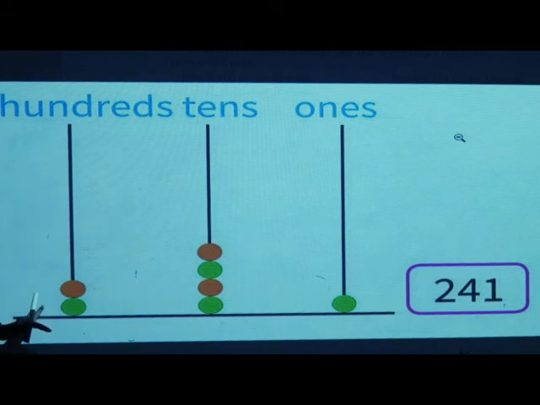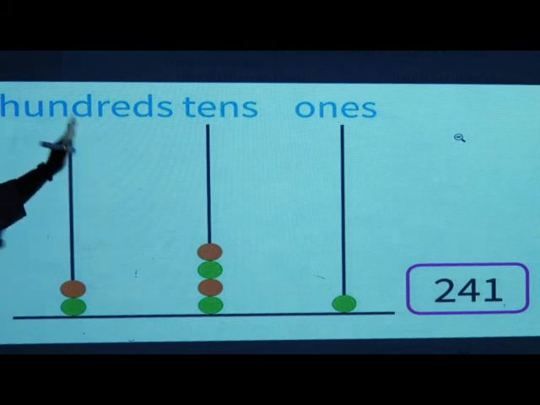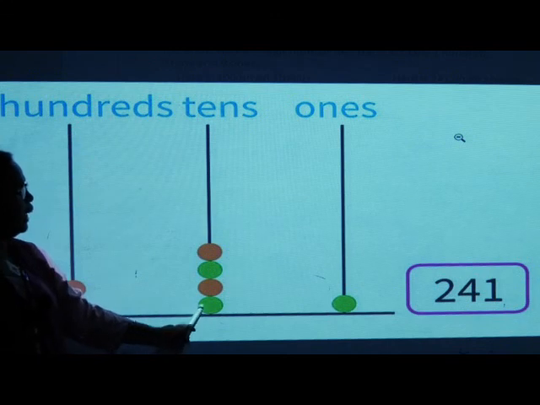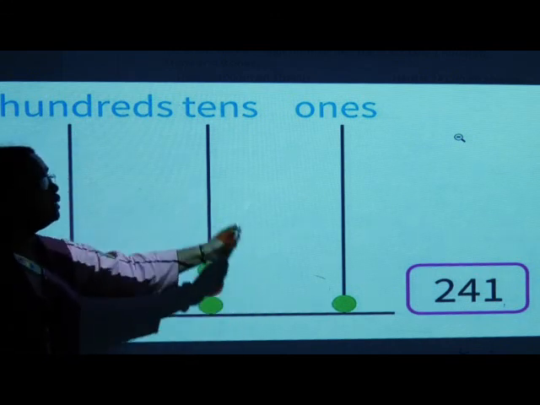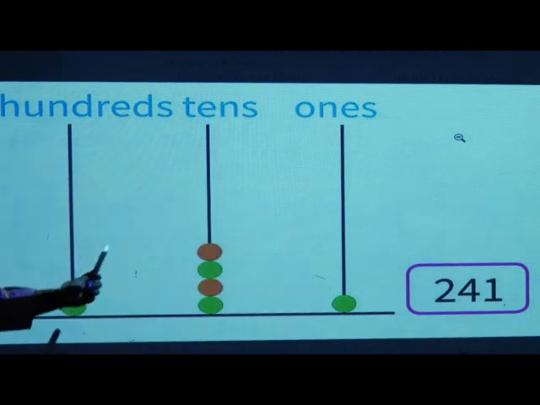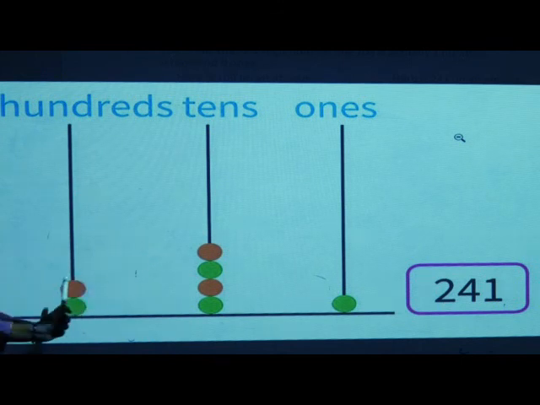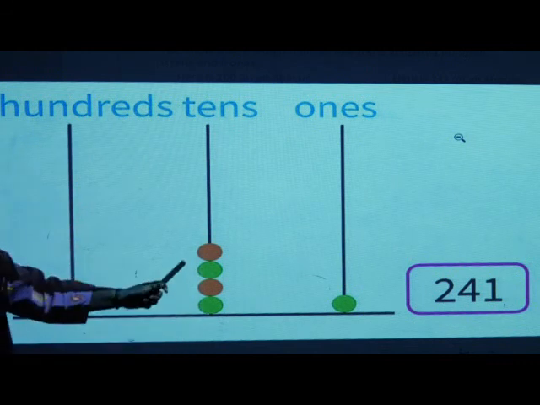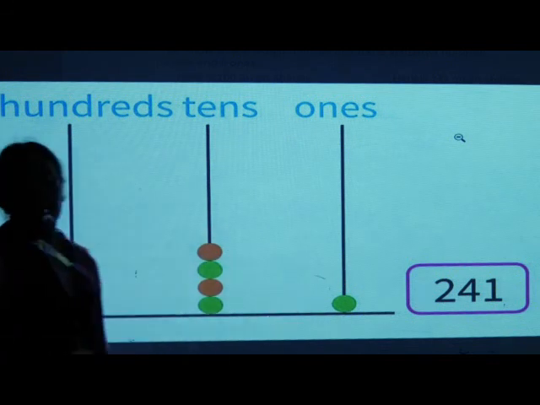In a 3-digit number, hundreds will come every time, and every time you are going to count from the hundreds only. You are not going to count from the ones. You can't count that way, it is a wrong method. So whenever you count, it is 2 hundreds, 4 tens and 1 one. So your number will be 2, 4, 1. 1, 2 is 2 hundreds. 1, 2, 3, 4 is 4 tens, and 1 is 1. Got it?